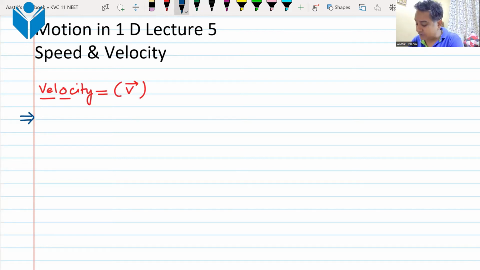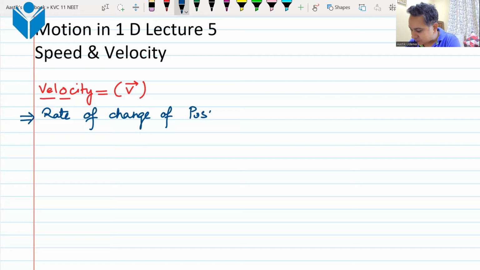So what are the things that you must remember about velocity? As soon as you hear the word velocity, it is the rate of change of position vector.